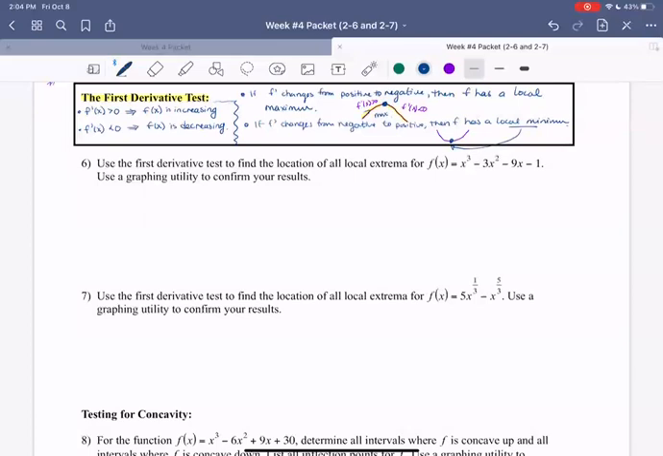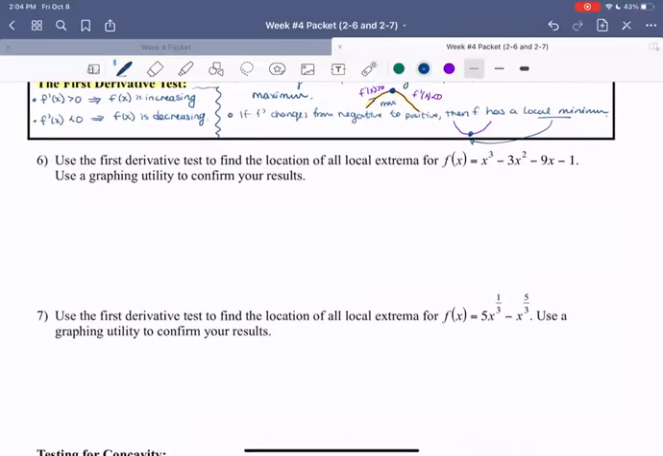All right, so now let's put this first derivative test into practice by looking at our first example on this page. So number 6. Number 6 says use the first derivative test to find the location of all local extrema for f of x equals x cubed minus 3x squared minus 9x minus 1. I'm going to use a graphing utility to confirm your results.